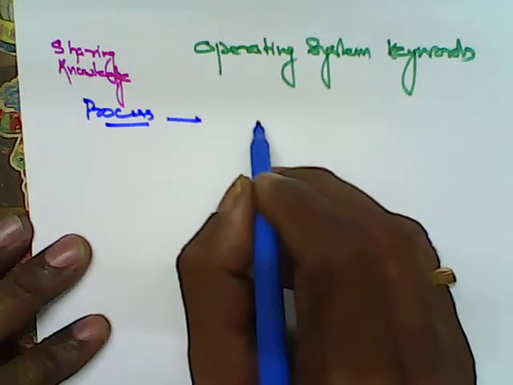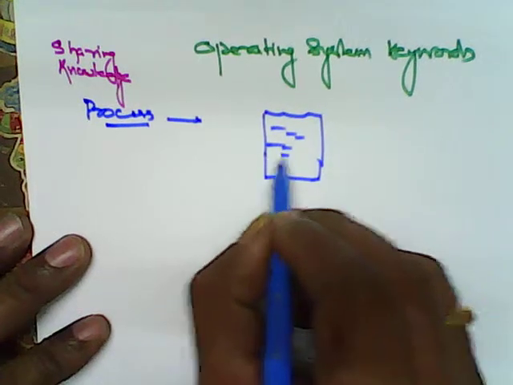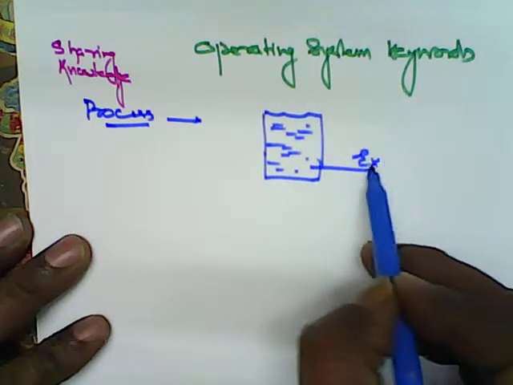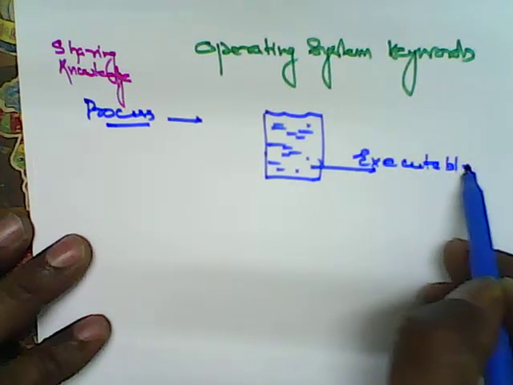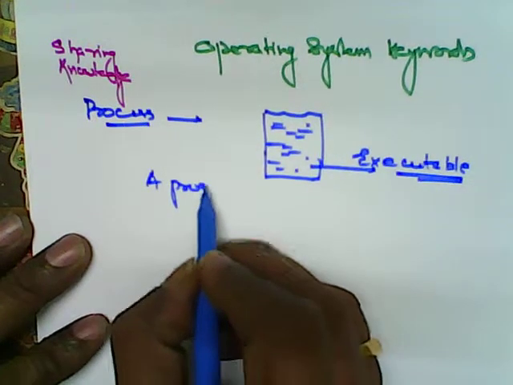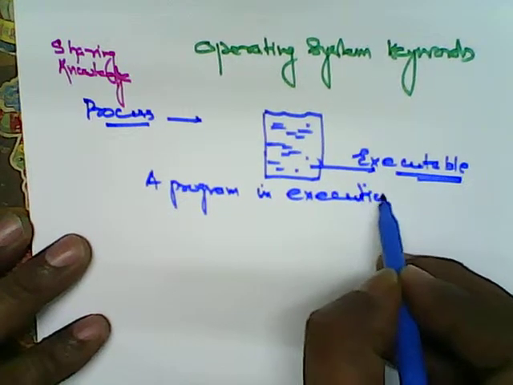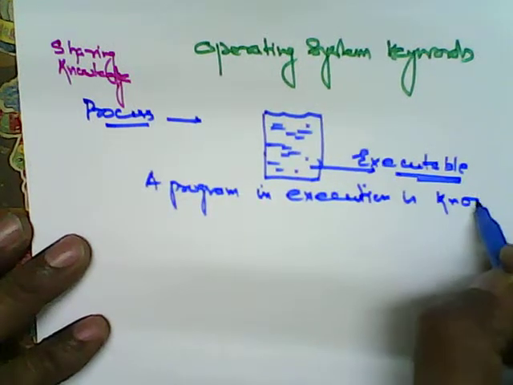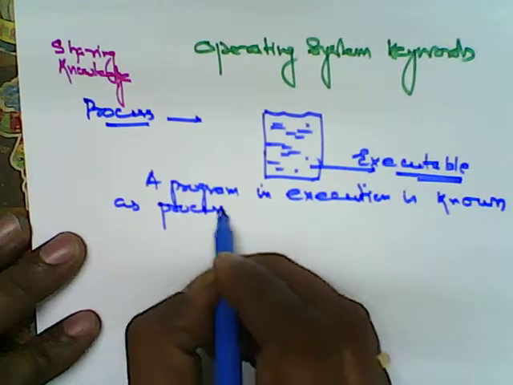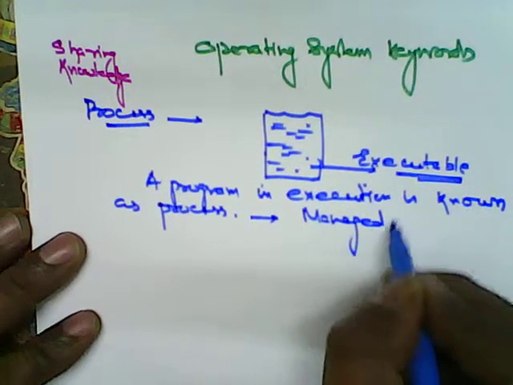Process is basically, suppose you are writing a certain program. After writing, if it is executable, then it is termed as a process. Or I can say a program in execution is known as a process. And who manages this process? This is managed by the OS.